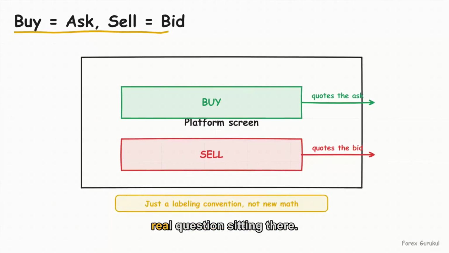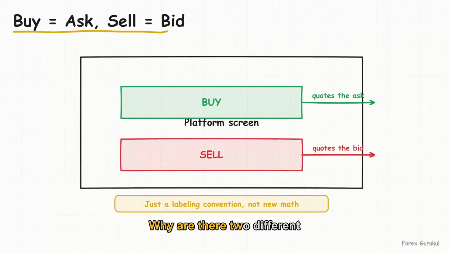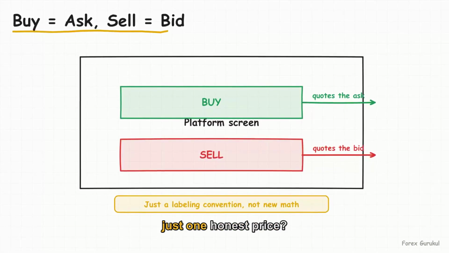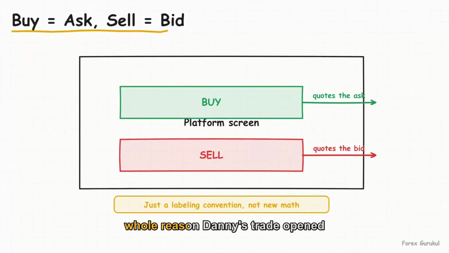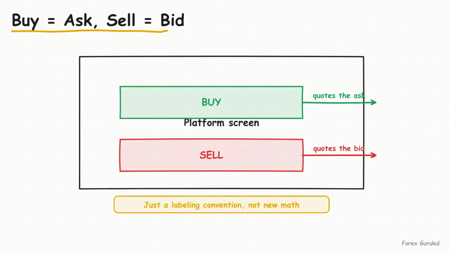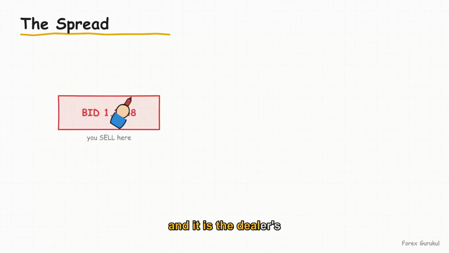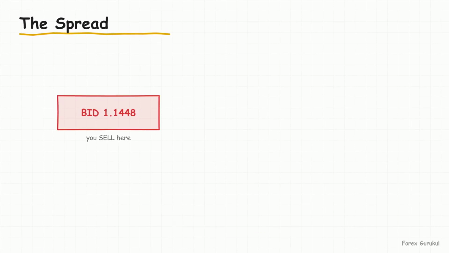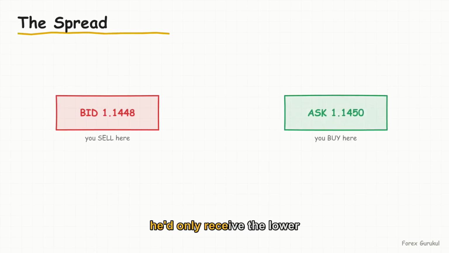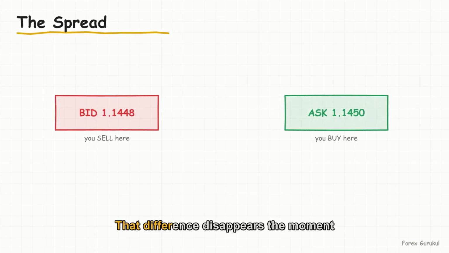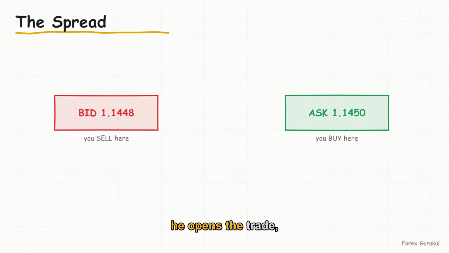But that still leaves the real question sitting there. Why are there two different numbers at all, instead of just one honest price? That gap has a name, and that name is the whole reason Danny's trade opened red. The gap between the ask and the bid is called the spread, and it is the dealer's built-in profit margin. Go back to Danny. He buys at the ask, the higher price. If he flipped around and sold immediately, he'd only receive the lower bid. That difference disappears the moment he opens the trade, before price has moved a single pip.